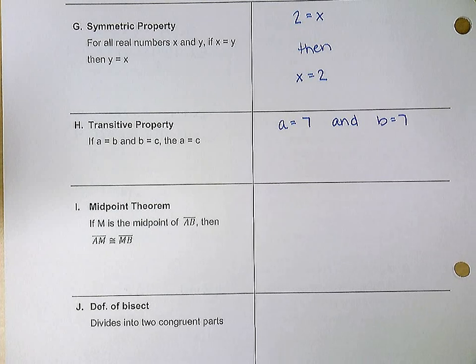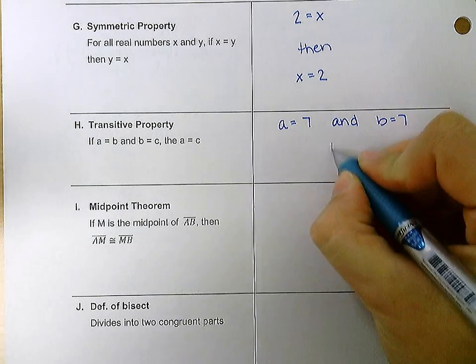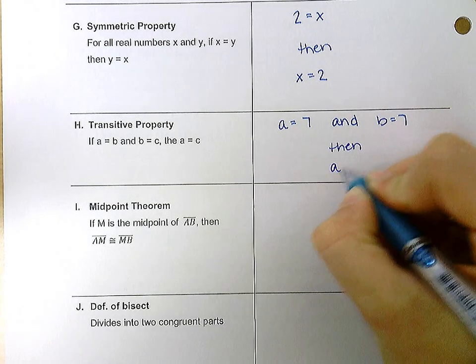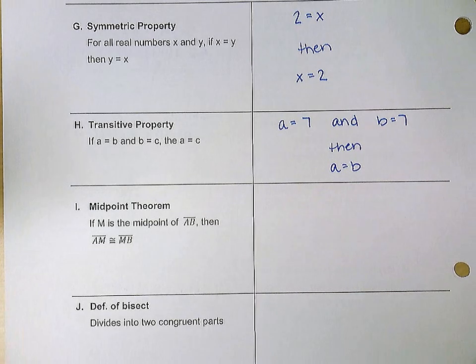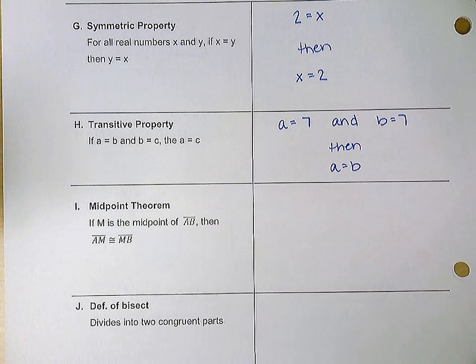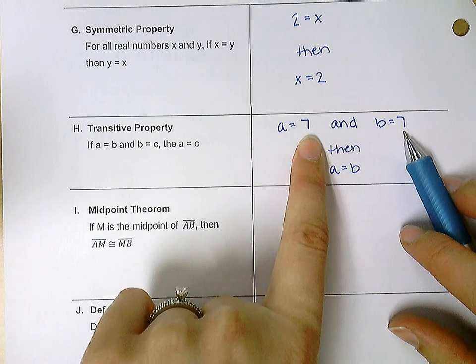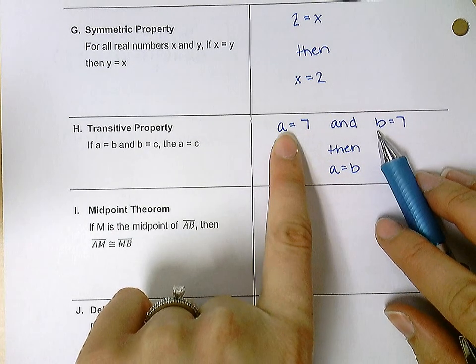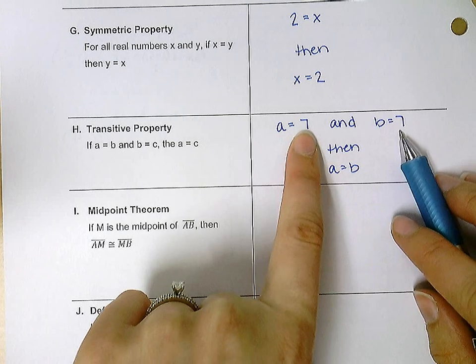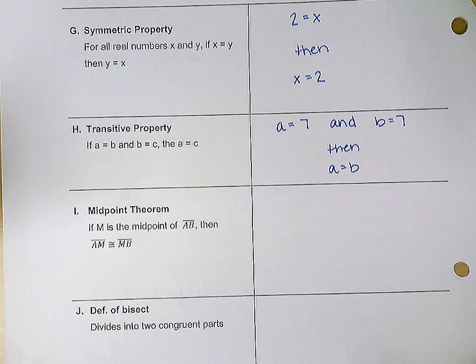Well, since both of those variables equal the same number, don't they equal each other? Right? That's what the transitive property is saying. Since both of these variables are the same number, then they have to equal each other because their numbers are equal. So if something equals the same thing, they are then equal to each other.